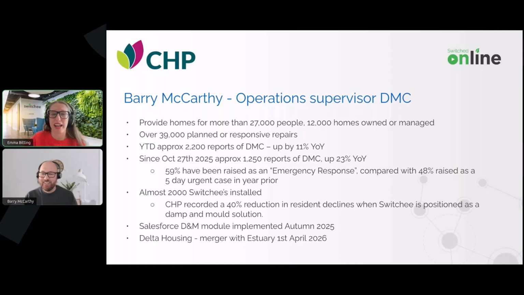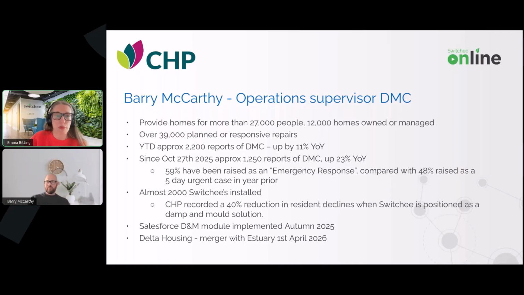Brilliant. So as I said, CHP have been working with Switchee for a number of years. They provide over 27,000 people with a home and 12,000 homes that are owned or managed by CHP. They have on average 39,000 planned or responsive repairs in a year, and year to date have approximately 2,200 reports of damp and mould. This is an increase on last year of 11%.